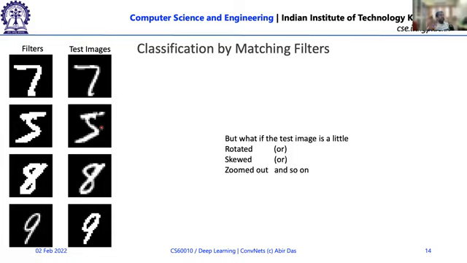But I will leave with this: what if the test image is a little rotated or skewed or zoomed out? These are some of the natural variations, right? Not all 7s look like this window. Maybe not all 5s look like this 5. It may be a little rotated, skewed, stretched, or zoomed out. So what will happen then? I'll leave this with this question.